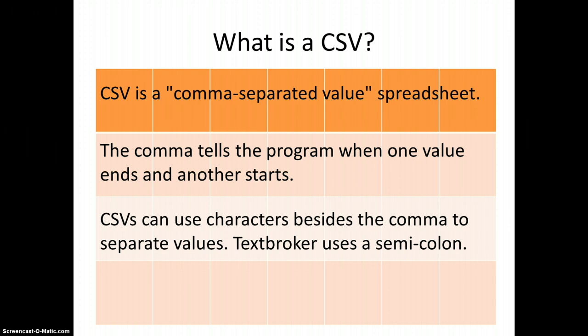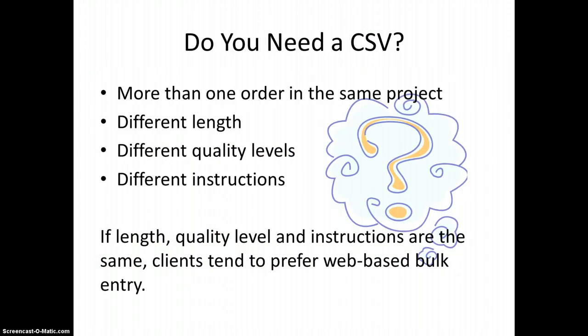However, if we did that at Textbroker, we would separate portions of many descriptions because there's often a comma in your order instructions. So to avoid that, we use a semicolon. Now, the only issue there is that modern versions of Excel don't offer a way to easily save with a semicolon separator. So there are ways around this, and that's what we're going to talk about later on in this video. But first, I'd like to address whether you actually need a CSV or not.